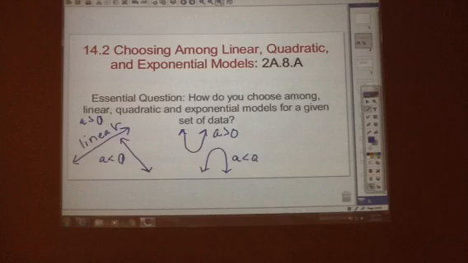Exponential. Hopefully you know what those are. We've been working on those this whole module. If it goes up like this, it is called an exponential what? Growth. Very good. That's an exponential growth. That means that B is greater than 1.